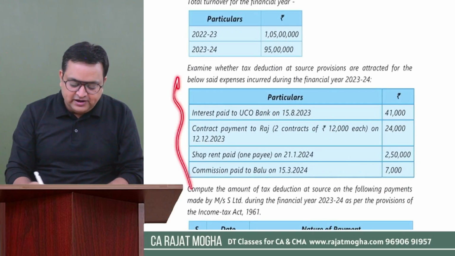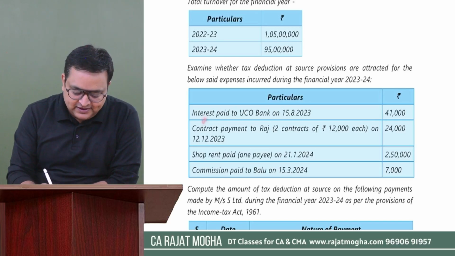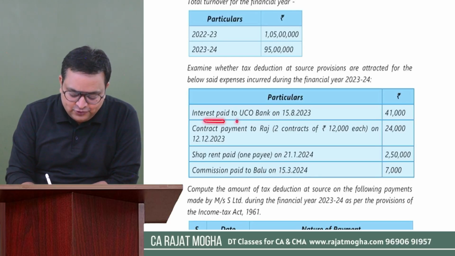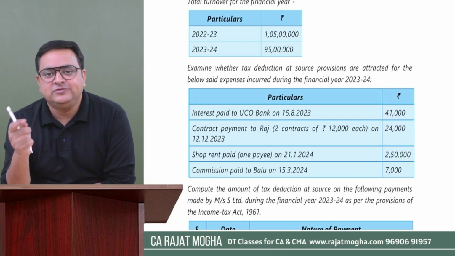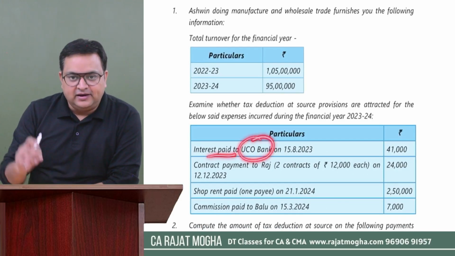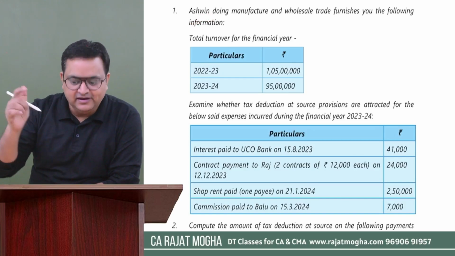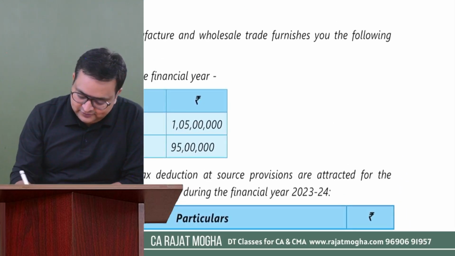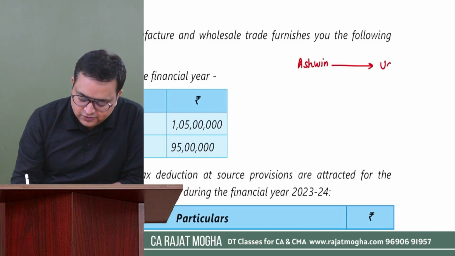Okay, so we have to tell whether TDS provisions would be attracted here or not. First, it says interest paid to UCO Bank on 15/8/2023. First of all, tell me who is the payer and who is the receiver. So this is interest paid to UCO Bank. It means that UCO Bank is the receiver. Okay, and Ashwin is the payer because he is paying interest. Very nice. So first understand that Ashwin is a payer and he is paying interest to UCO Bank.